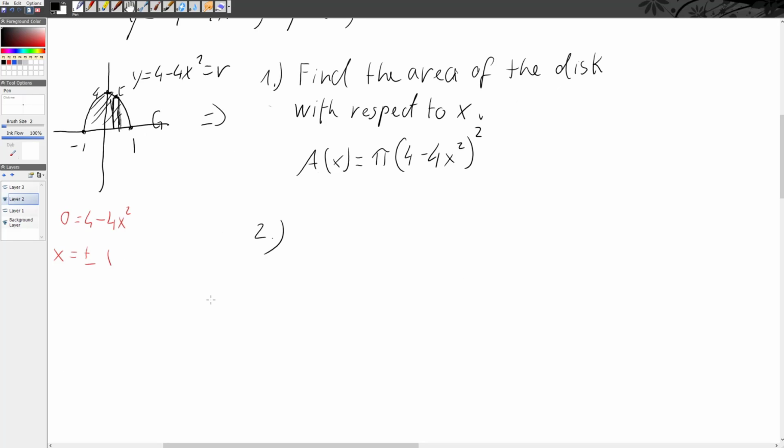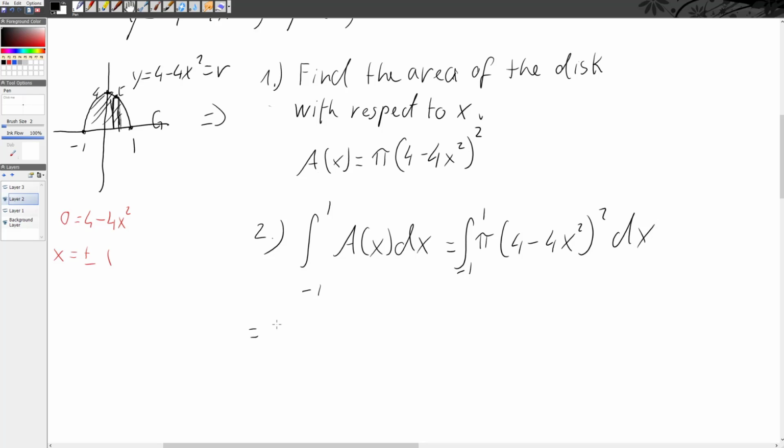Next, you want to set up your integration. The integration is going to be from your lower limit, which is -1, to 1 of the area with respect to x. The x is changing. We are moving the x, and we are seeing how the area of this disk changes along with it. -1 to 1 pi times 4 minus x squared, squared, dx. Let me just bring out the pi to the outside. It's a constant. We don't have to worry about that.